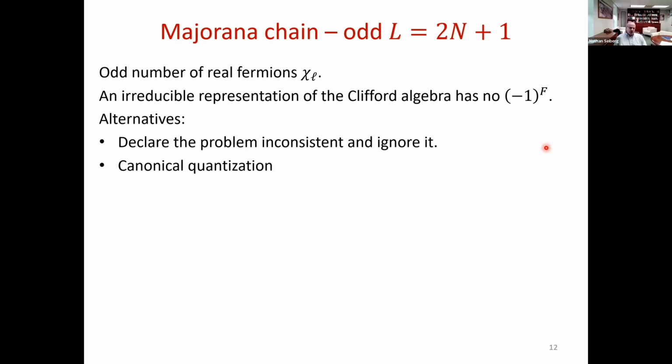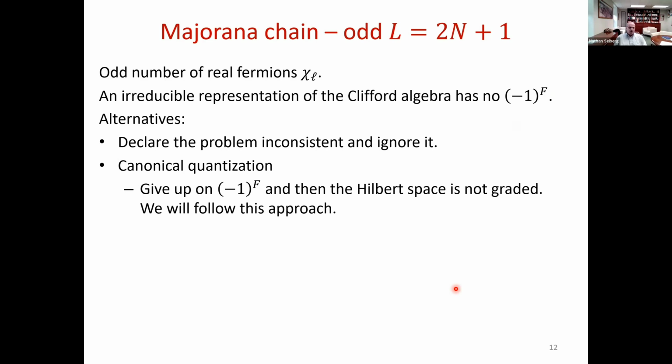But we can also try and use canonical quantization. And since we don't have (-1)^F, we have various options. One is to give up on (-1)^F. We say that we take the smallest representation, an irreducible representation of the Clifford algebra. Since we don't have (-1)^F, the Hilbert space is not graded, and we just have to live with it. This is the approach I will follow here.